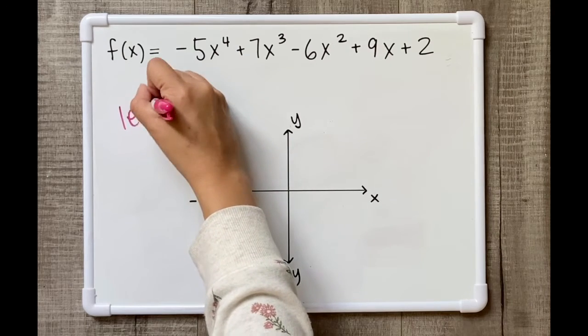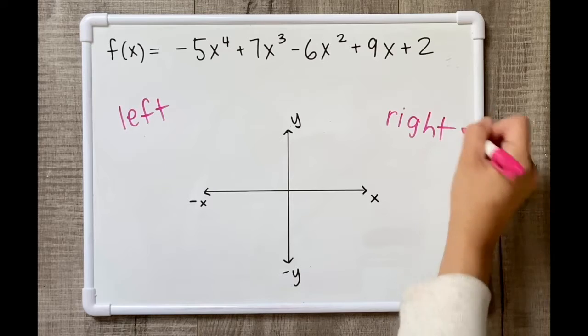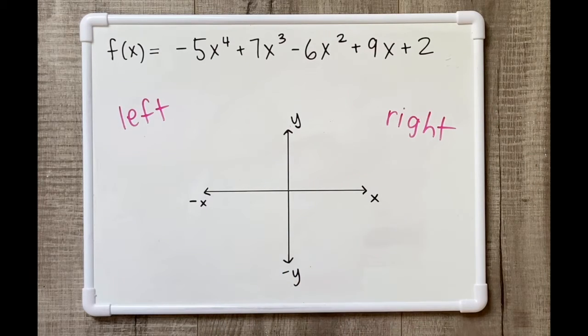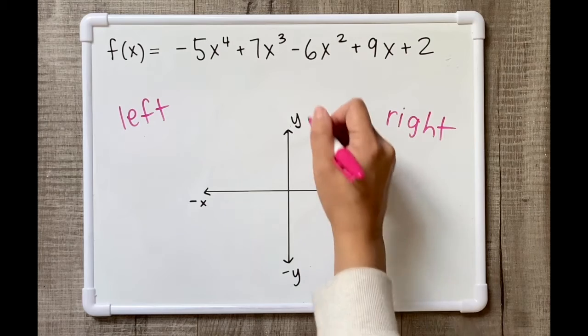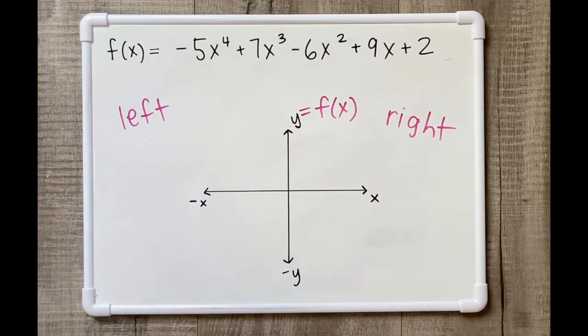Okay, that this is your left and this is your right. That this is the x-axis and this side is the negative x values, this side is the positive x values, and that for y you can also think of it as f of x.